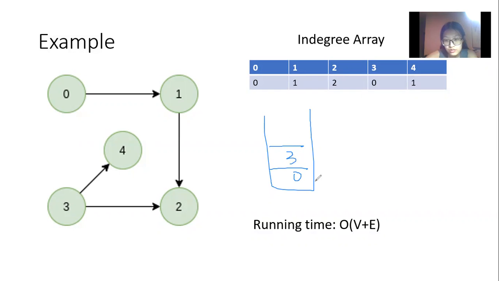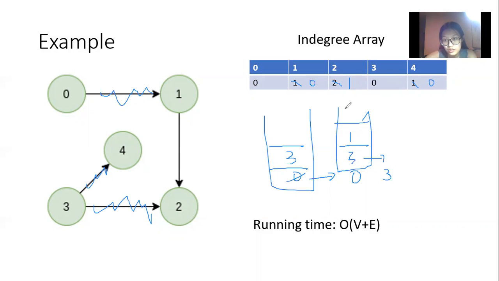So we enqueue them to the queue, and then we output 0. We're going to change this to 0 because this edge is removed. The new queue would have 3 and 1, right? Because this is changed to 0. And then we output 3. For 3, there are 2 edges connected to it, so we change this to 0 and this to 1. And we put 4 in the queue.